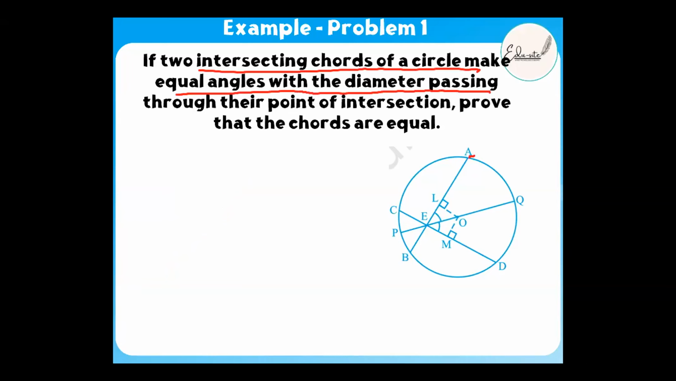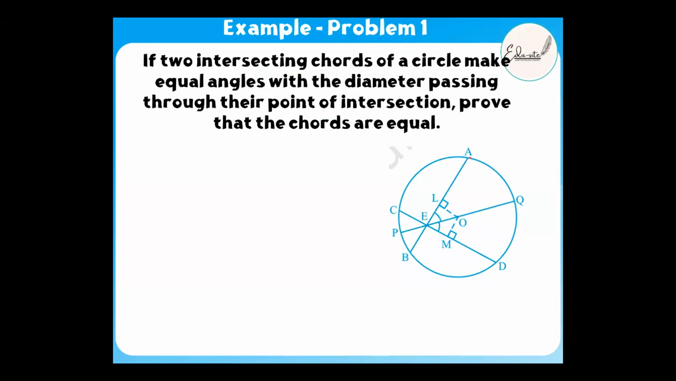So for example, here they have taken two intersecting chords AB and CD. Let these two chords be there, AB and CD. The next thing they told is that they make equal angles with the diameter passing through their point of intersection. From the point of intersection, if we pass a diameter, do you know a diameter passes through the center of the circle? Yes, correct. We also mark a point O.